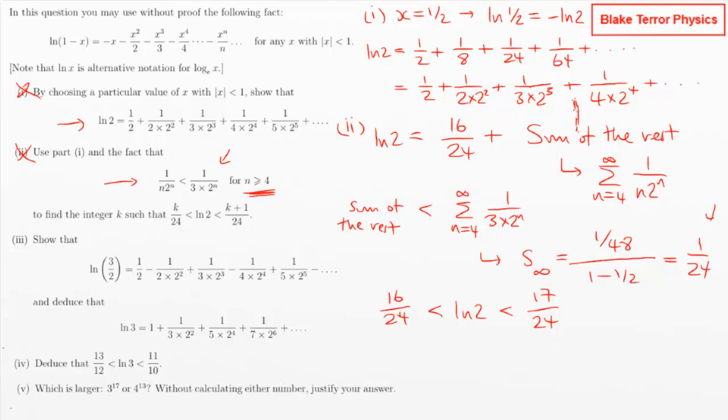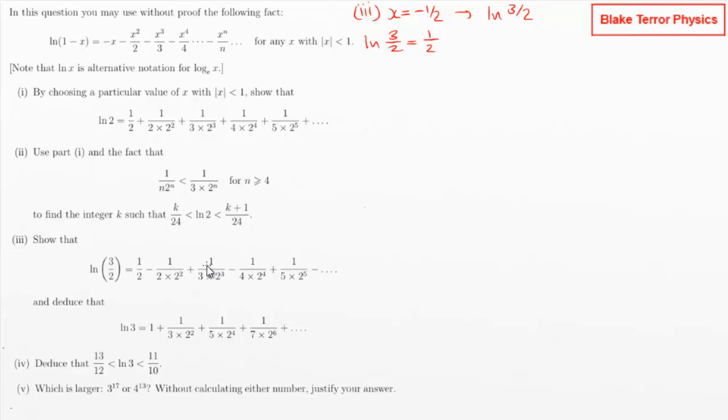Let's then get a new sheet up then, I think. Part 3, show that log 3 over 2 equals that, and deduce that log 3 equals that. Right, well, log 3 over 2 is going to be pretty easy, isn't it? We just put x is minus a half in. So x equals minus a half will give us natural log of 1.5. So let's put that in then. So we get log 3 over 2. So for minus a half, so we're going to get a half.